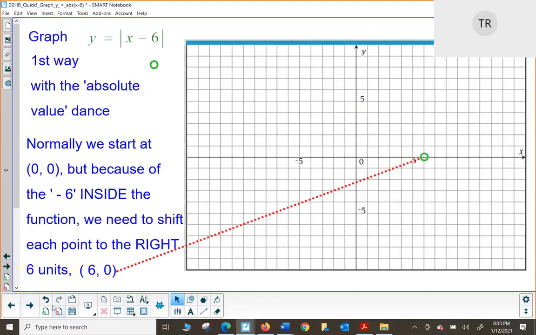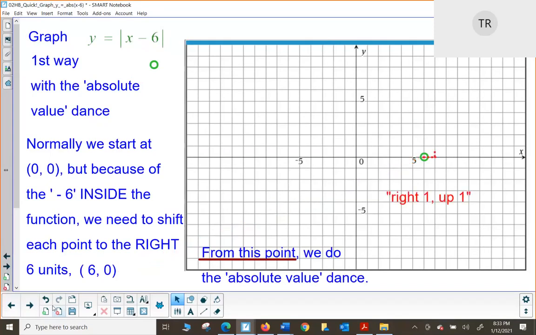And now from that point I'll do my absolute value dance. Not from the origin. This is like my new origin, so to speak. And so I go right 1, up 1. The absolute value of 1 is 1. Right 2, up 2. Right 3, up 3. And on the left, it's left 1, up 1, because the absolute value of a negative 1 is a positive 1. Left 2, up 2. Left 3, up 3. And I get 7 points that trace out that V fairly easily.